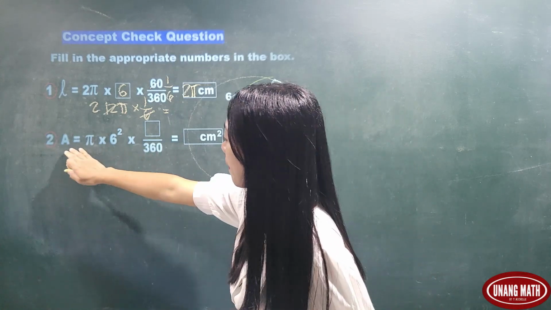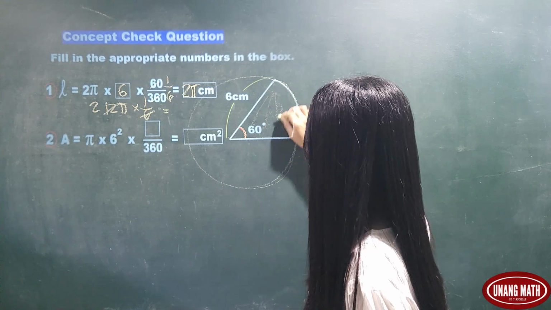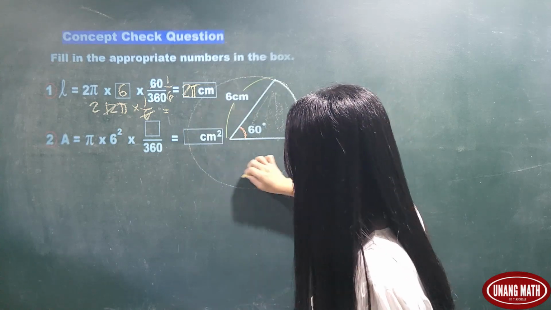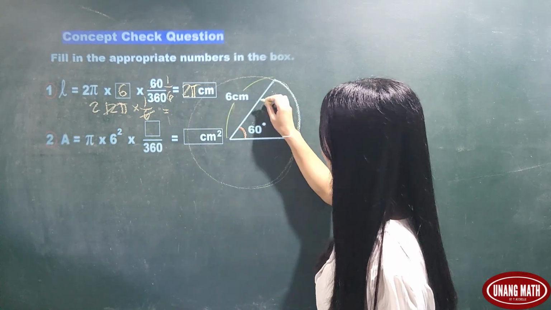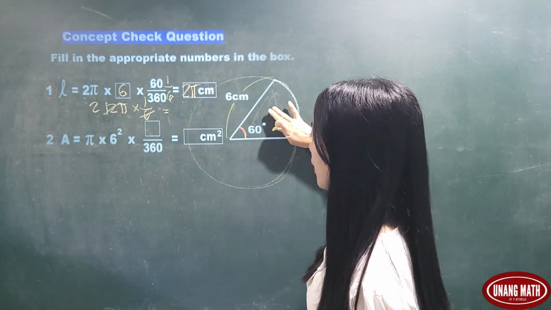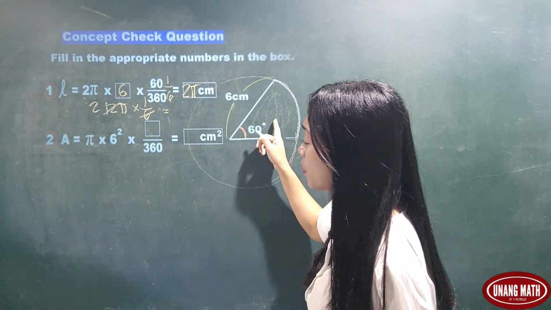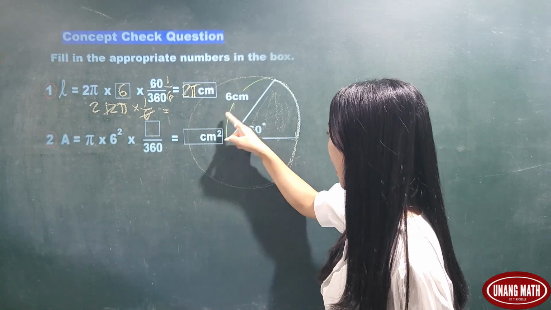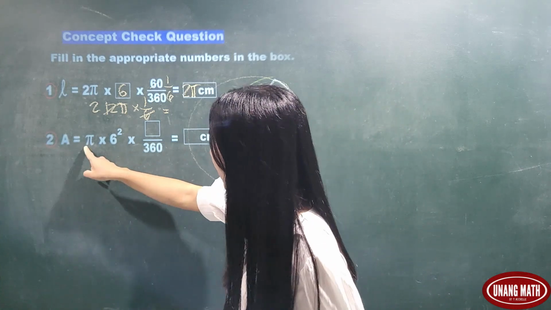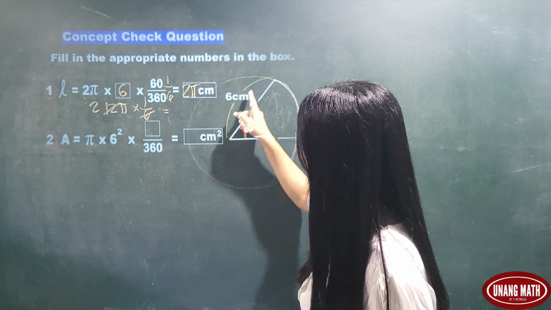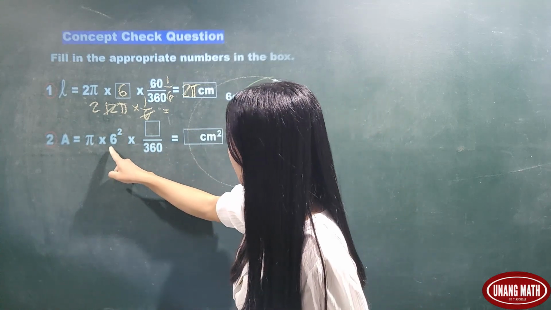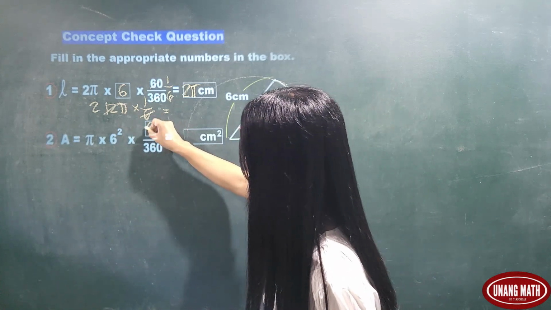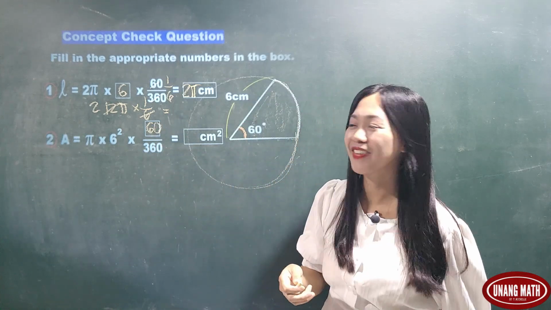Okay, what about the area of this sector? So we are now trying to find the area of this sector. This area is part of this whole area. Since we are just looking for this part of the circle, we have to multiply the whole by the ratio of the central angle to the whole. So the whole is pi r squared. So pi, and the radius is 6 centimeters. So pi times 6 squared times the ratio of the central angle to the whole. So this is 60 over 360.